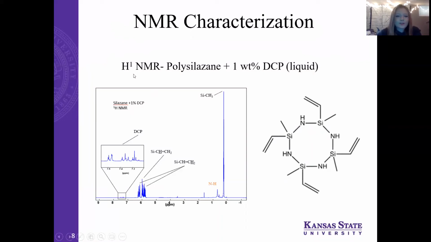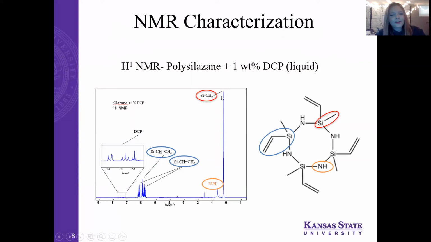So first here I have pictured the hydrogen NMR for the solution of polysilazane with 1% DCP. Based on the literature and my own research here, we can see that our peaks do in fact correspond with the predicted structure for our polysilazane. We've got silicon bonded to a methyl group, silicon bonded to the vinyl group, and nitrogen bonded to the hydrogen. And we also have DCP over here, these very small peaks. It's only 1%, so it's not going to be a huge player, but that's also there. So that does confirm that we are working with our polysilazane.